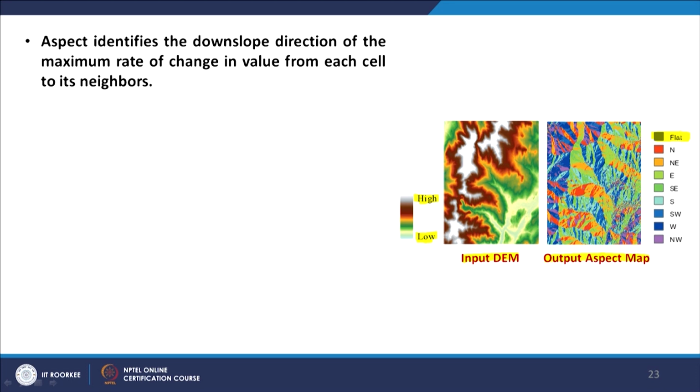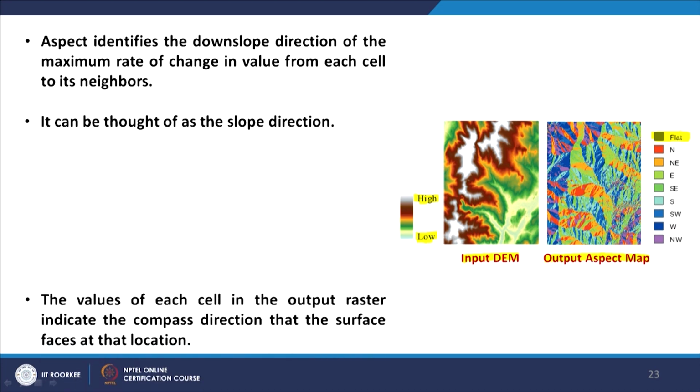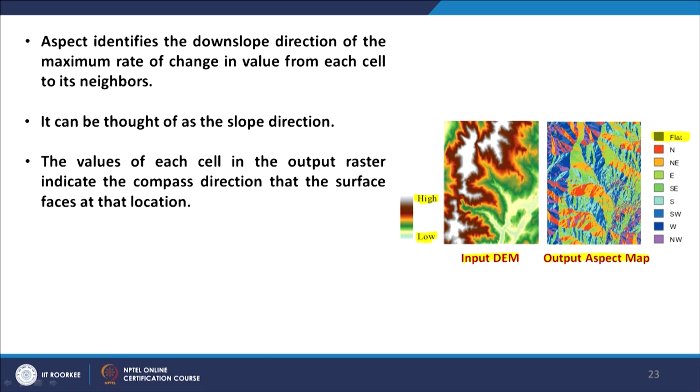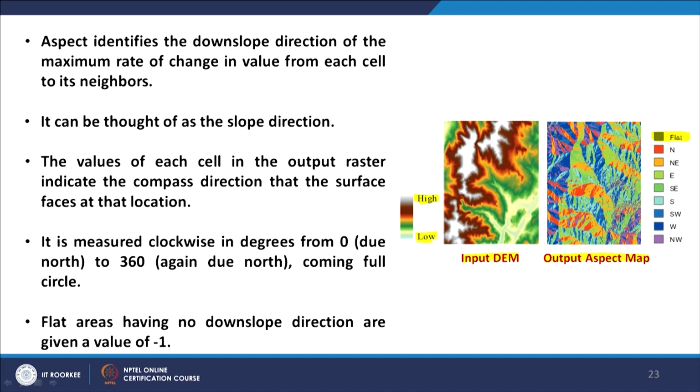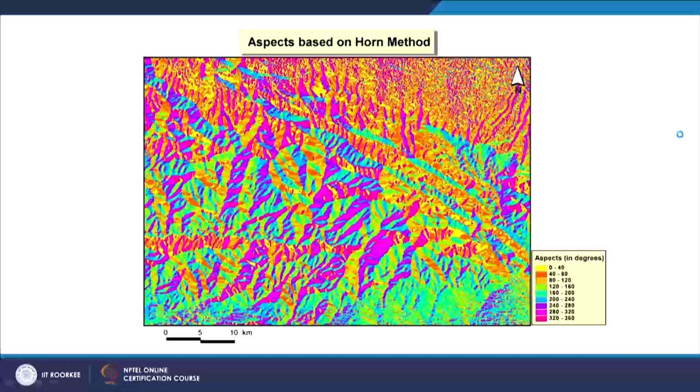So, aspect basically identifies the downslope direction of the maximum rate of change in value from each cell to its 8 neighbors, and it can be thought of as the direction of a sloping surface. Values for each cell in the output raster indicate the compass direction, measured clockwise in degrees, 0 to 360 degrees. Flat areas having no downslope direction are given a -1 value.